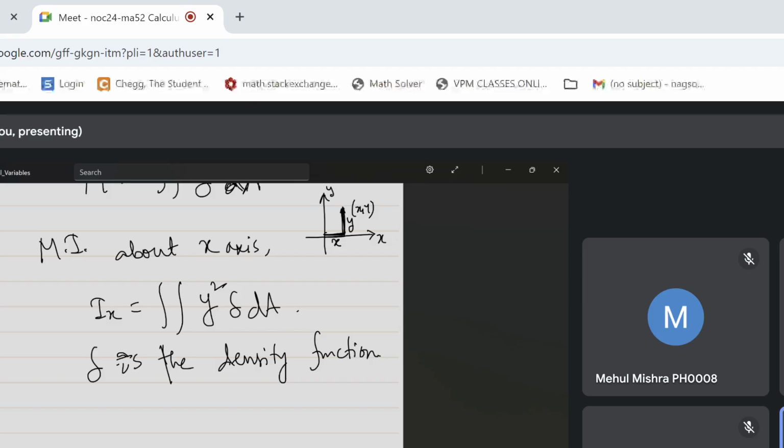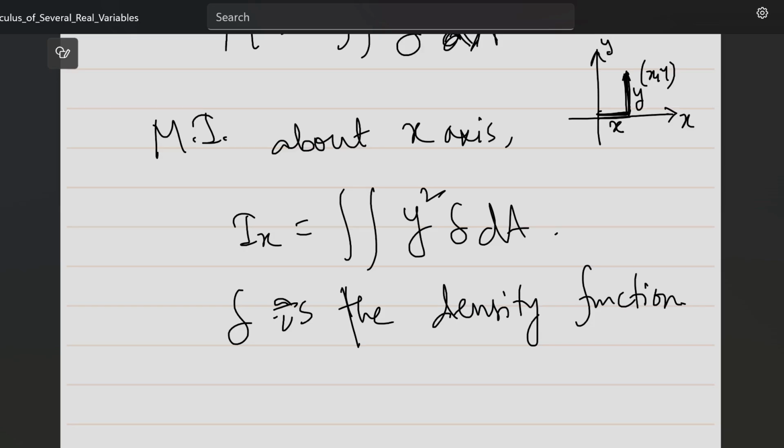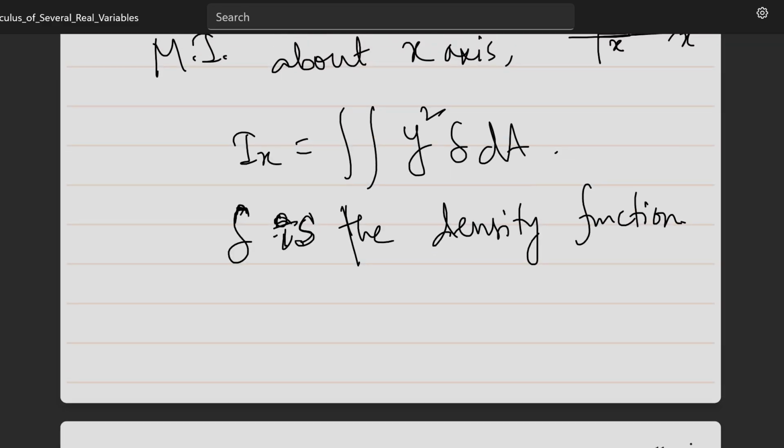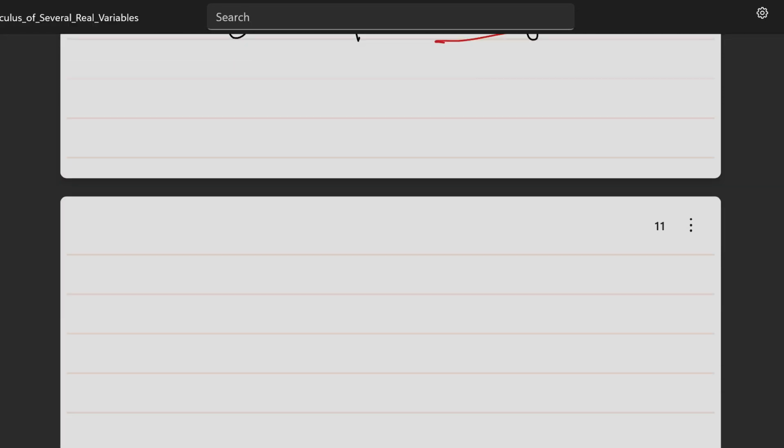Okay, more people are joining. One question, sir: will the density function be given in the question? The density function is given in the question. Otherwise, it is not possible. Either delta or f, sometimes the notation does not matter, but it will be written there. In the question it can be given as f. But it is given.